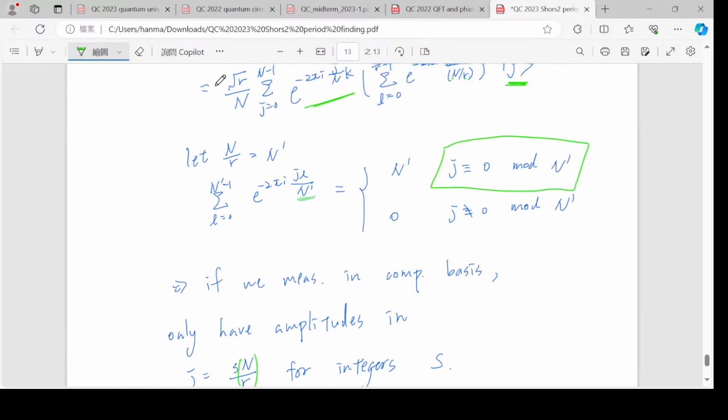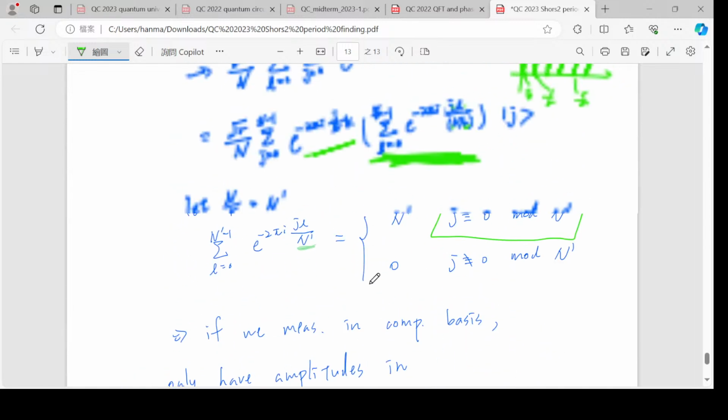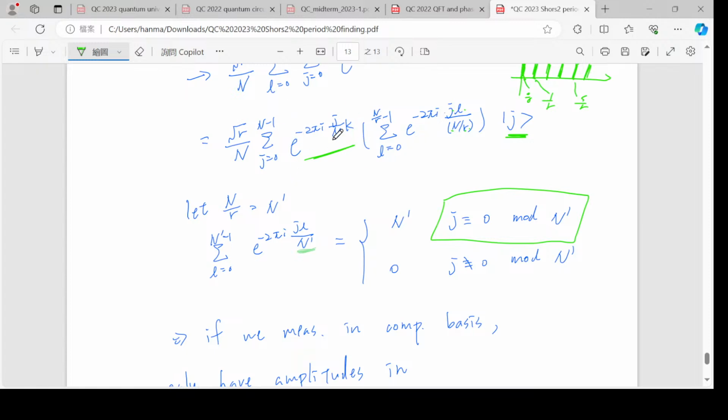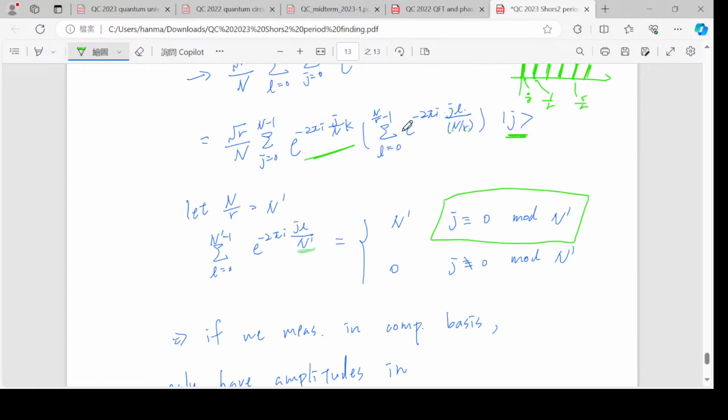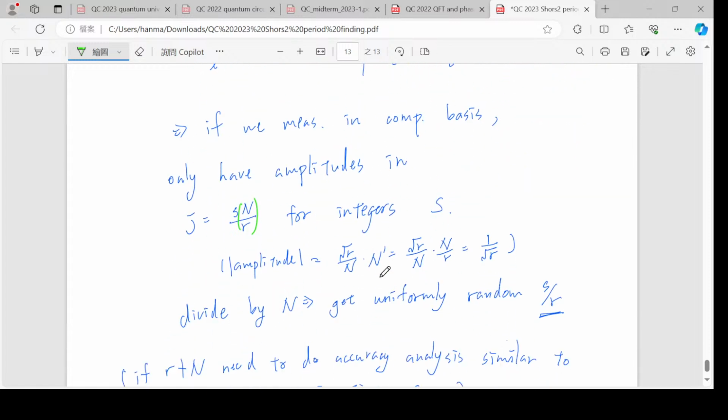So the first term is 1 over square root of n, and then this thing taking amplitude is 1, like we said. So we get rid of the k information. And then the next term's amplitude is n prime, and n prime is n divided by r, so the amplitude is 1 over r, and so the probability is 1 over r. Okay, and that's what we get in our phase estimation analysis. We will get some s over r with probability 1 over r.